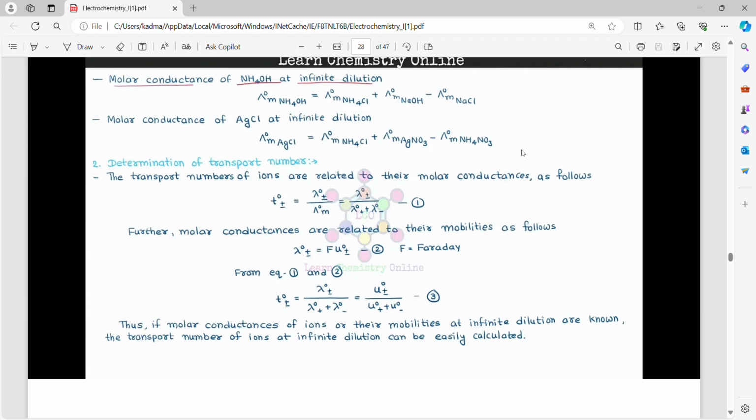Determination of transport number. The transport numbers of ions are related to their molar conductance as follows: t₀+/− = λ₀+/− / Λ₀m = λ₀+/− / (λ₀+ + λ₀−). Further, molar conductances are related to their mobilities as follows: λ₀+/− = F u₀+/−, where F is the Faraday. Thus, if the molar conductances of ions or their mobilities at infinite dilution are known, the transport numbers of the ions at infinite dilution can easily be calculated.